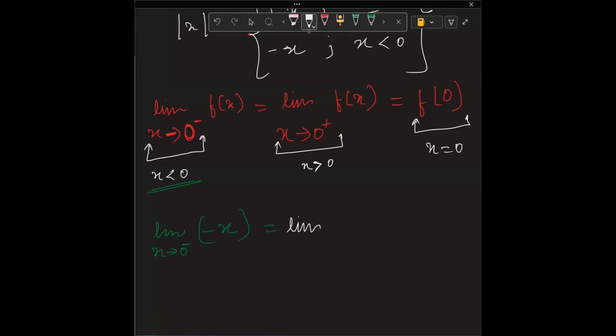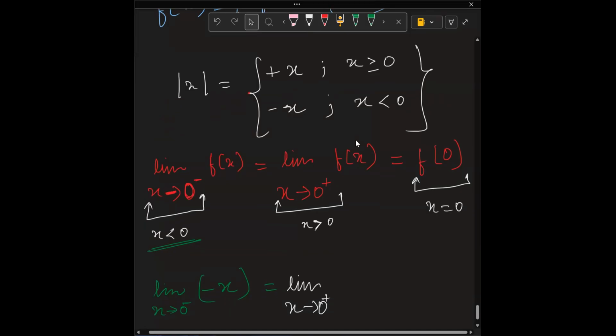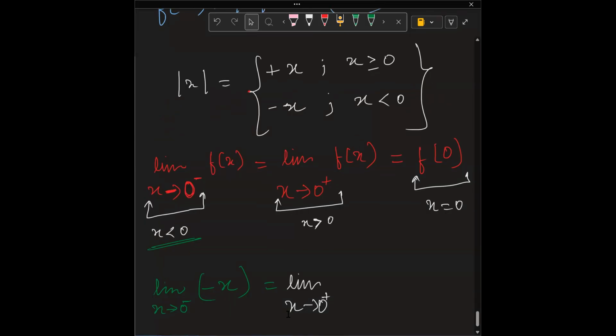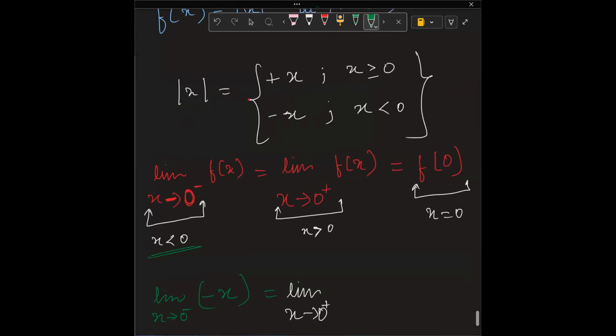And for the RHL, your x is tending to 0 plus. So for this, what will be your function value for x tending to 0 plus? 0 plus means x is greater than 0. So check this definition and tell me what will be your function value at x greater than 0. Yes. Tell me what will be your function value. So it will be positive x. It will be positive x.